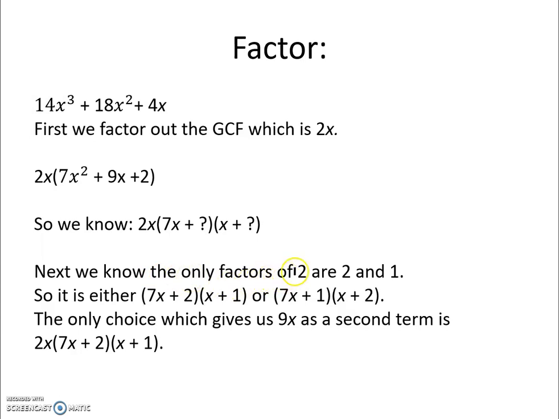Next, we know the only factors of 2 are 2 and 1. And again, we're getting that 2 from here. So it is either 7x plus 2 times x plus 1, or 7x plus 1 times x plus 2. The only choice which gives us 9x as a second term is using this 7x plus 2 times x plus 1. We can't forget that we factored out that 2x up here. So the final answer is 2x times the quantity 7x plus 2 times the quantity x plus 1.